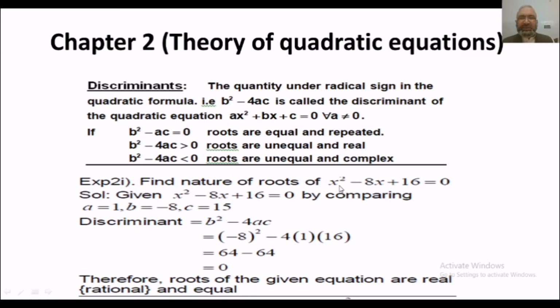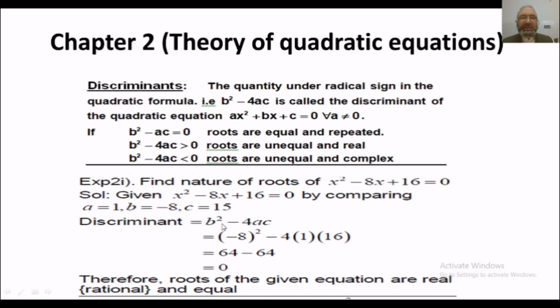So for example, come to example number 2, part first. Find the nature of the roots of this quadratic equation, x square minus 8x plus 16 equal to 0. Comparing this equation with the standard form of quadratic equation, we get the value of a equal to 1, b minus 8, c 16. So the discriminant is b square minus 4ac.